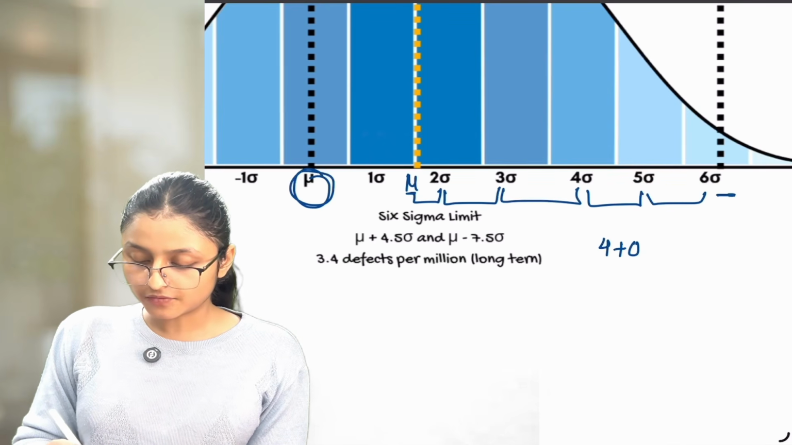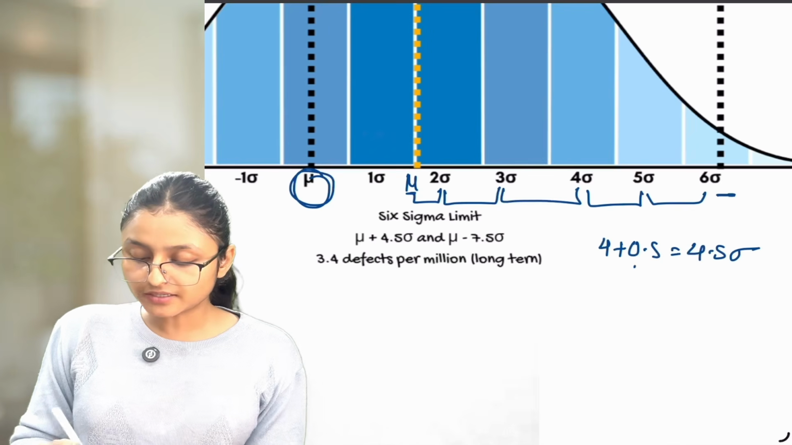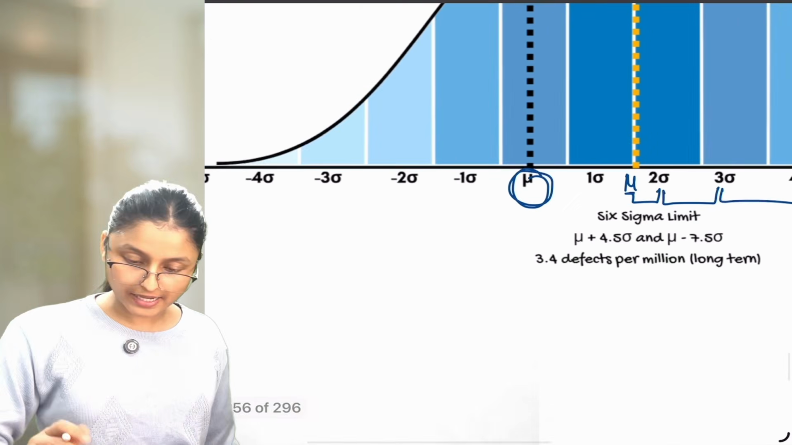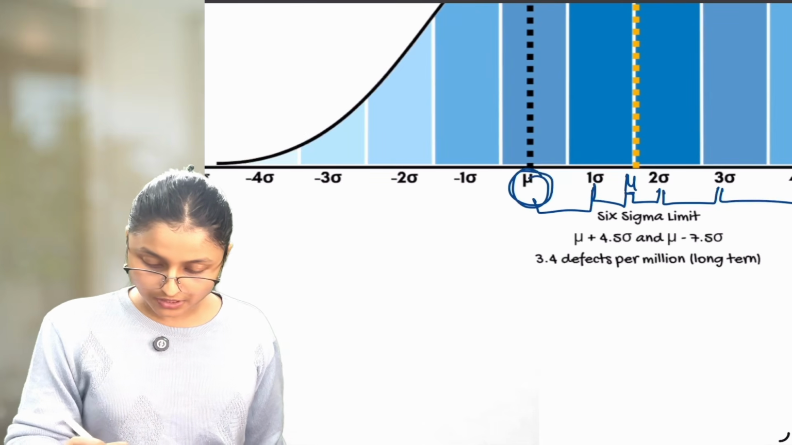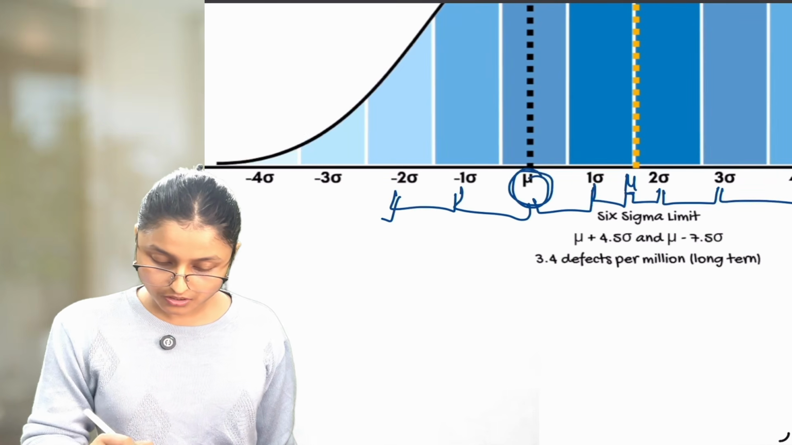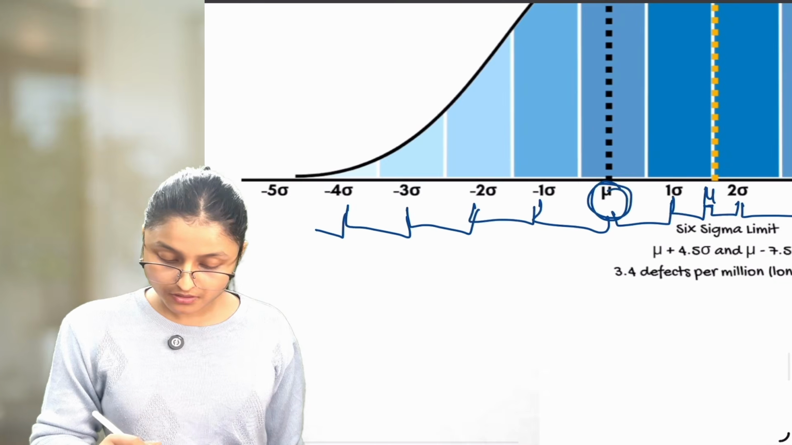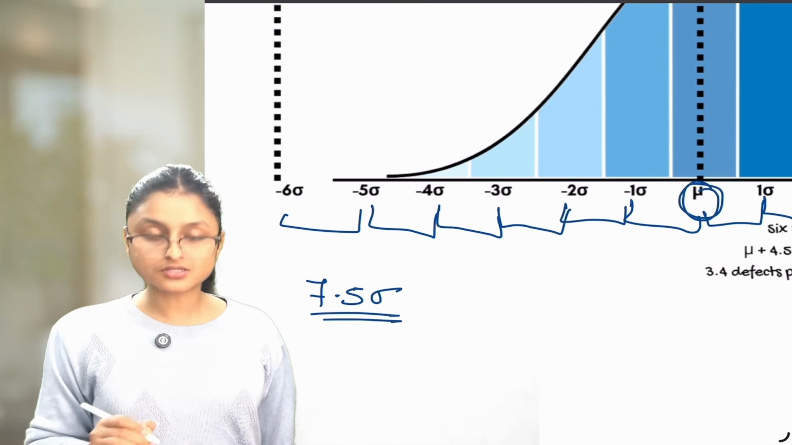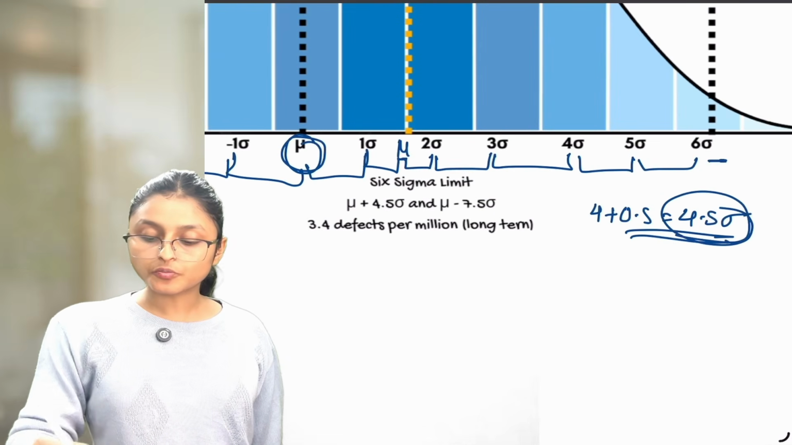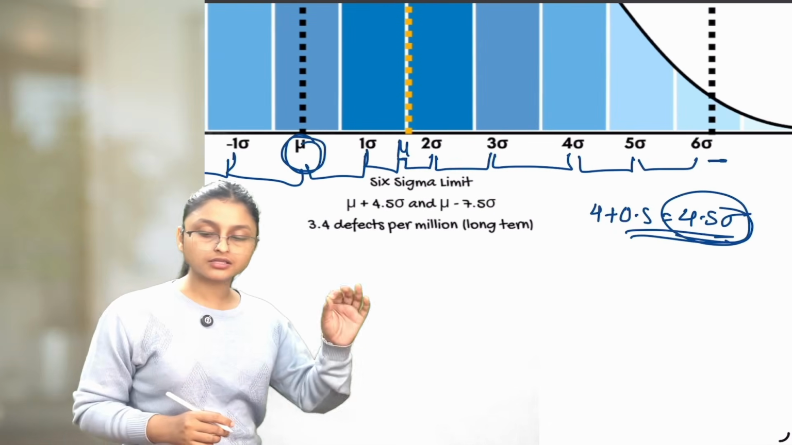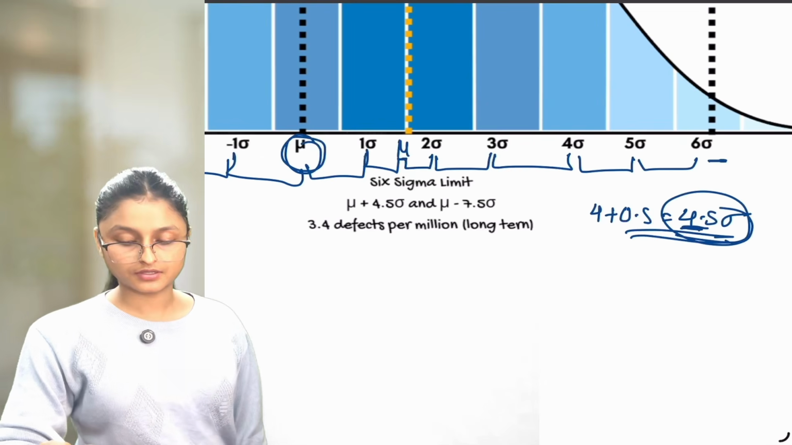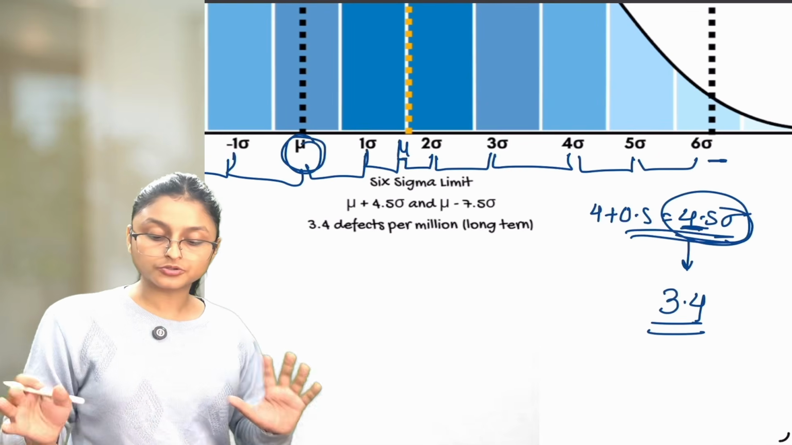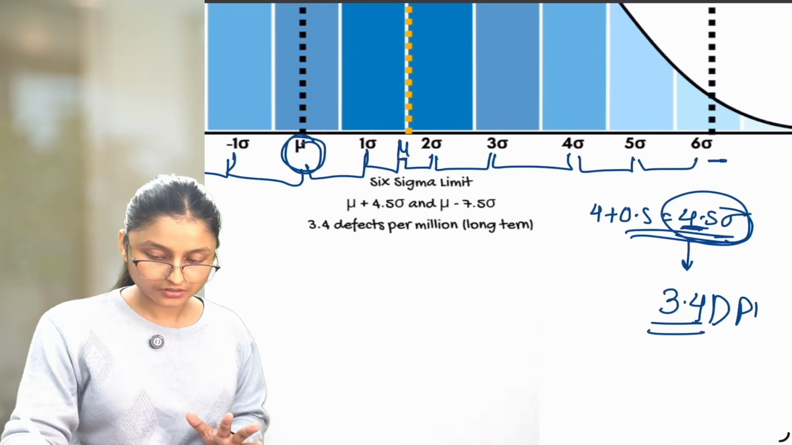So 4 plus half, that is equal to 4.5 standard deviation shift area. And if I go on this side, then half, 1, 2, 3, 4, 5, 6 and 7. That means 7.5 standard deviation is covered here, and here we have 4.5 standard deviation. If you check the z score of 4.5, it will come to 3.4 defects per million opportunity.